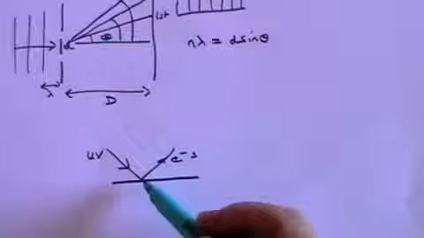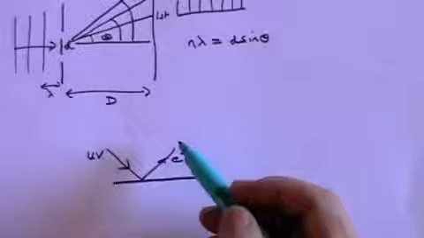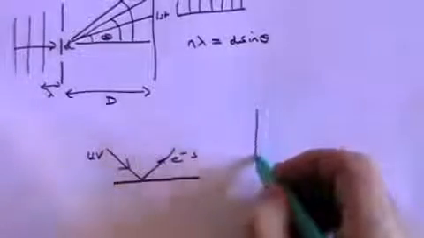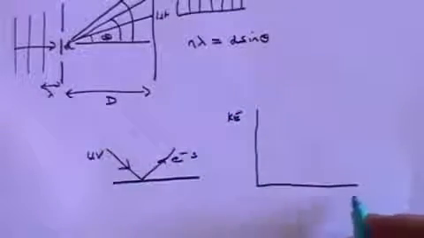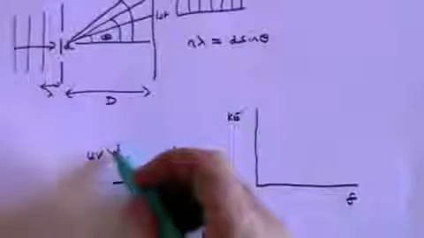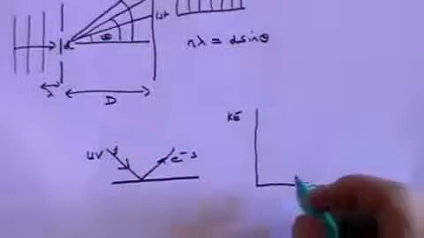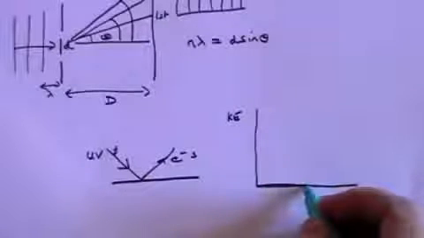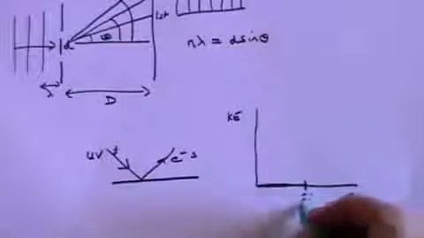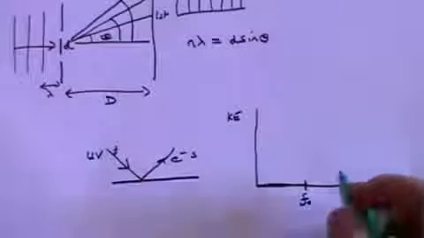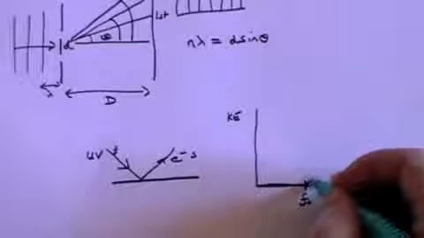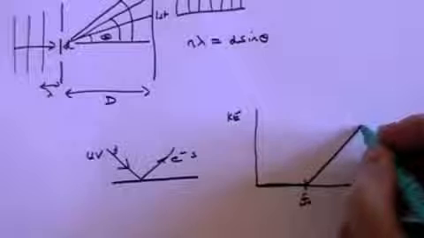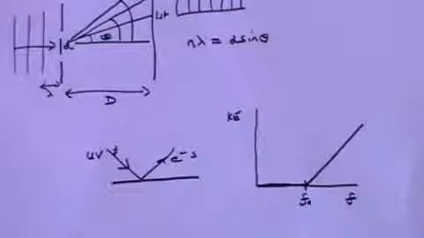And if you shine light of varying frequencies on the metal and measure the kinetic energy of the electrons that emerge, and then plot kinetic energy against the frequency of the incoming light, what you find is that you get no electrons at all until you get to a threshold frequency f0. And then the maximum kinetic energy of the electrons increases linearly, in a straight line, with increasing frequency.